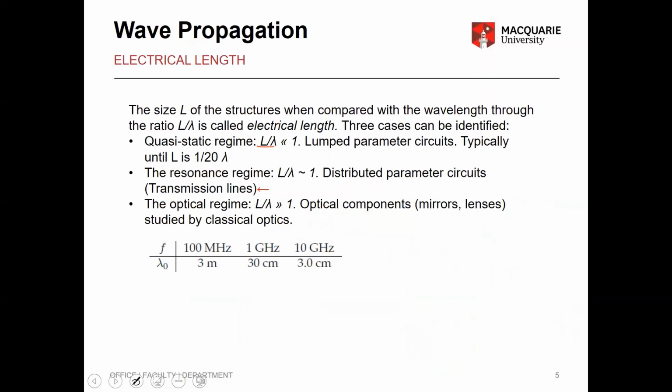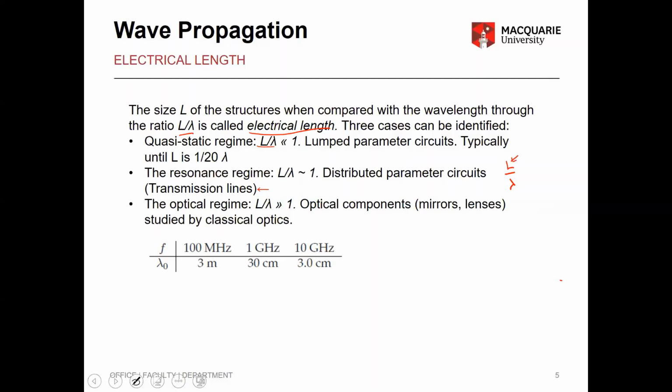Okay, so there's a few things that we need to understand when we do especially IC designs or even circuit designs. So depending on the size of the element, when I say element, I mean the structure, compared to the wavelength, we call this an electrical length. So we define a parameter called L over lambda, as you see here, and that's the electrical length. So L is the length of the structure.